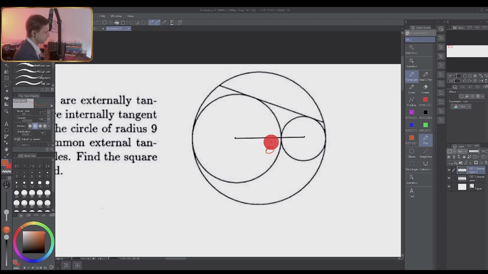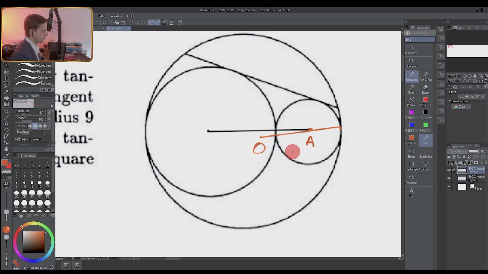What do we know? That this point, these 2 centers, and the point of tangency of a small circle and big circle, they belong to the same line, right? So it is the same line. And let's mark here distances. For example, this radius is 3, this total radius is 9. It means that this part here, let's mark it, OA is 6, this one is 3.